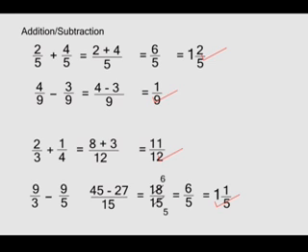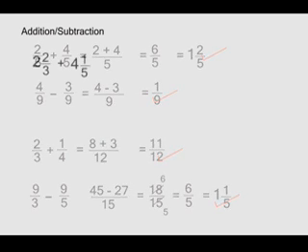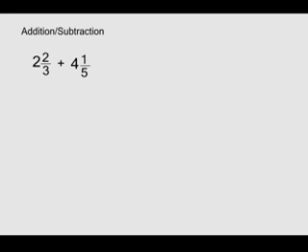When working with mixed fractions, it's safer to first convert them into improper fractions. 2 and 2 over 3 plus 4 and 1 over 5. Convert them first. 2 and 2 over 3 is equal to 8 over 3, plus 4 and 1 over 5 is equal to 21 over 5.